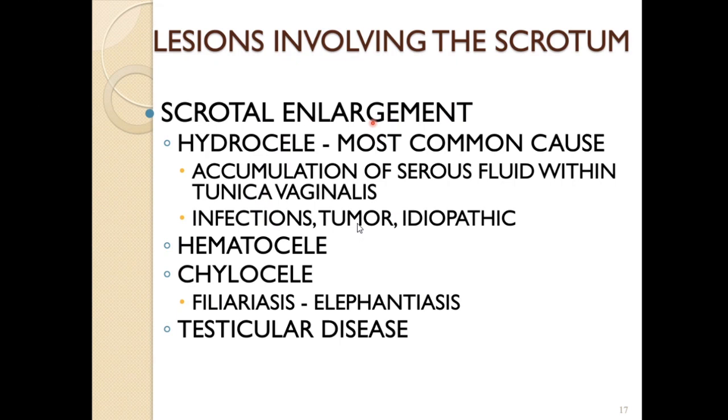So hydrocele, hydro means fluid, cele here refers to the accumulation. So there will be accumulation of serous fluid within the tunica vaginalis. The causes are infections, tumors, or idiopathic, meaning the cause is unknown. So that is a serous fluid. When there is accumulation of blood in the scrotum, they call it hematocele. When there is accumulation of lymph, that fluid from lymphatics, they will call it chylocele.